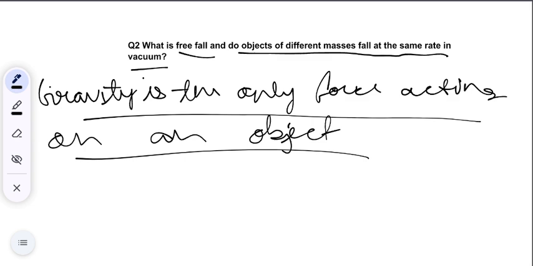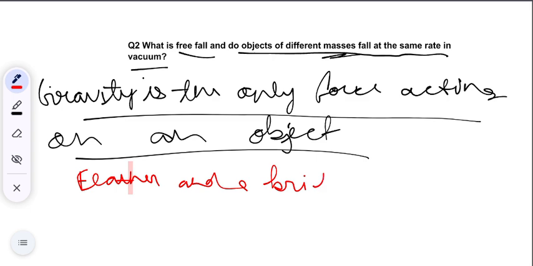Now, what is the rest part of the question? Do objects of different mass fall at the same rate in vacuum? So, in a vacuum which has no air resistance, a feather and a brick. Here we have taken the example of a feather and a brick. You can take any example of a lightweight object and an object which has more weight as compared to the light object. Feather and brick fall at the same rate because acceleration due to gravity equals GM, that is, gravitational constant into mass of earth upon radius square.